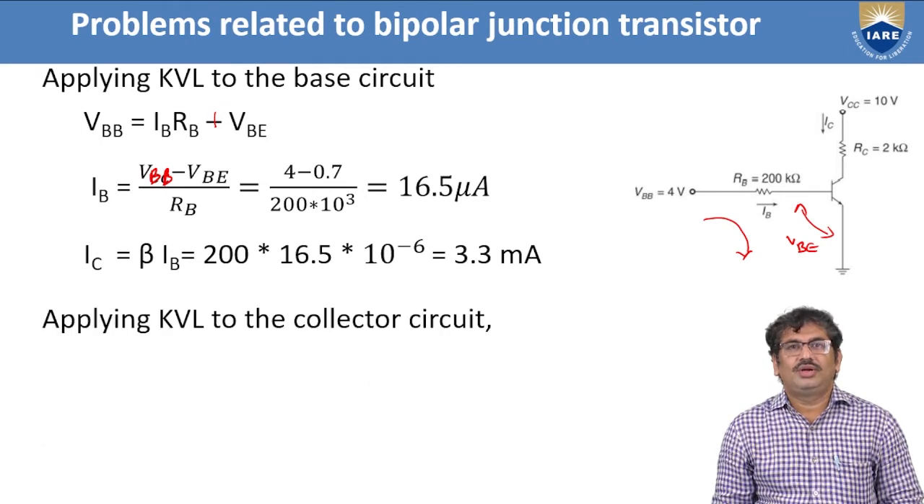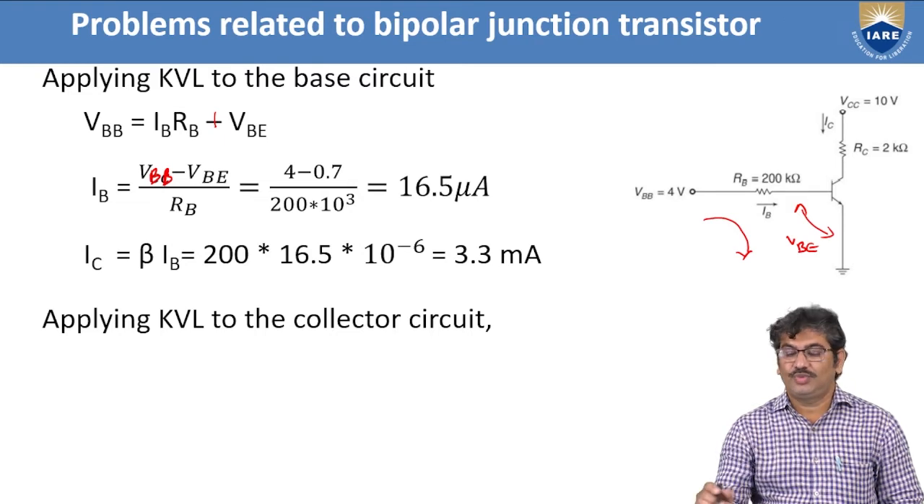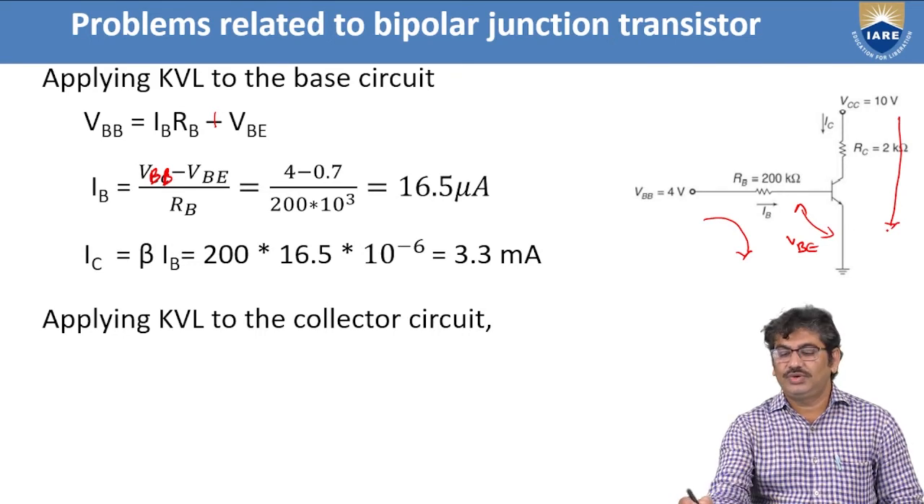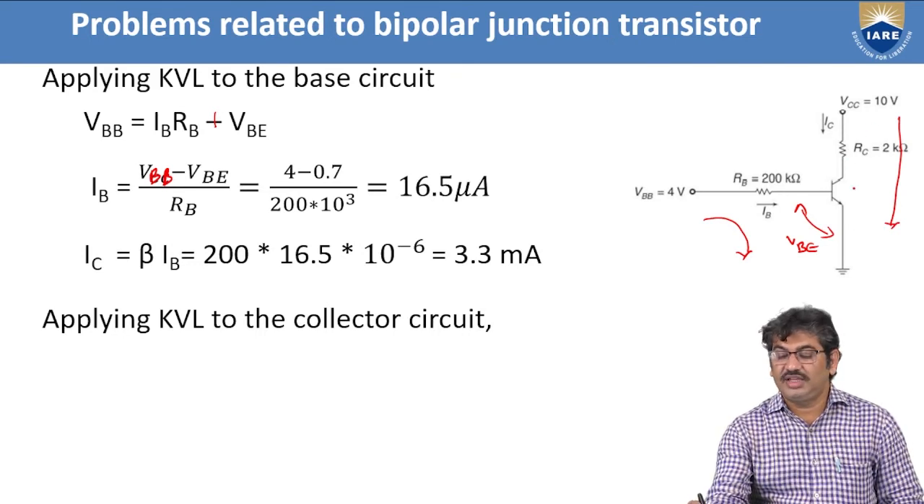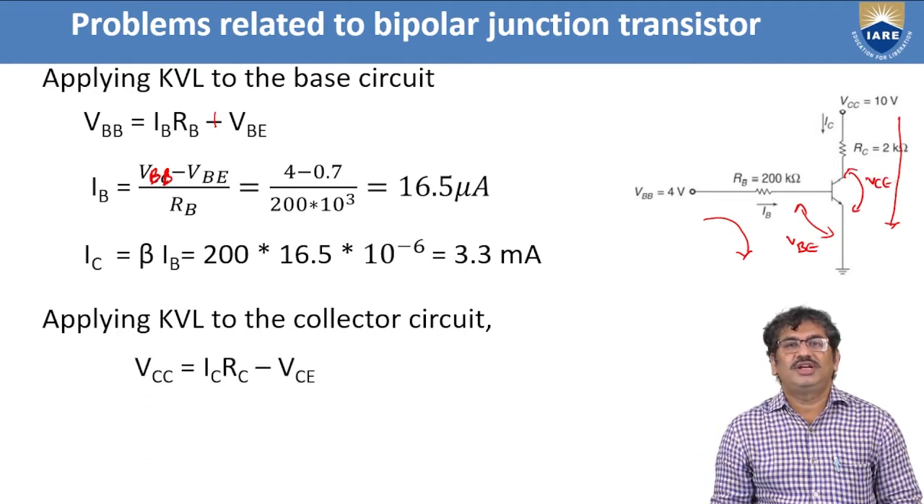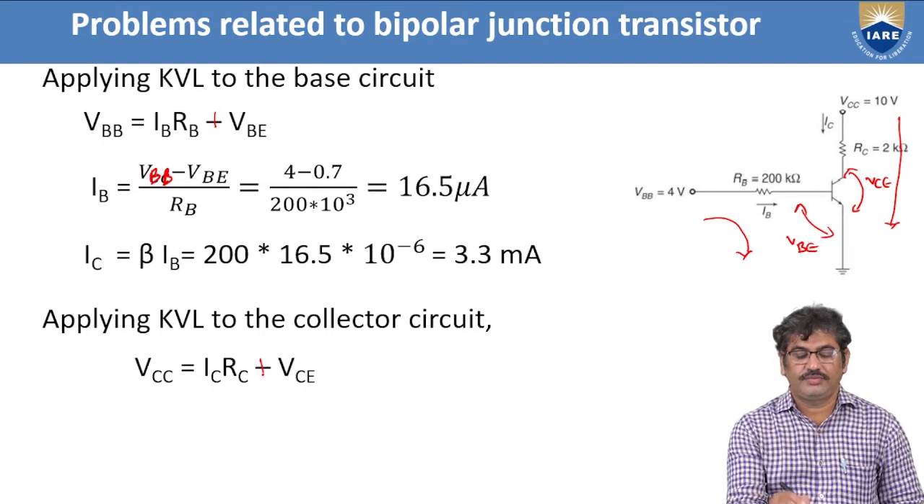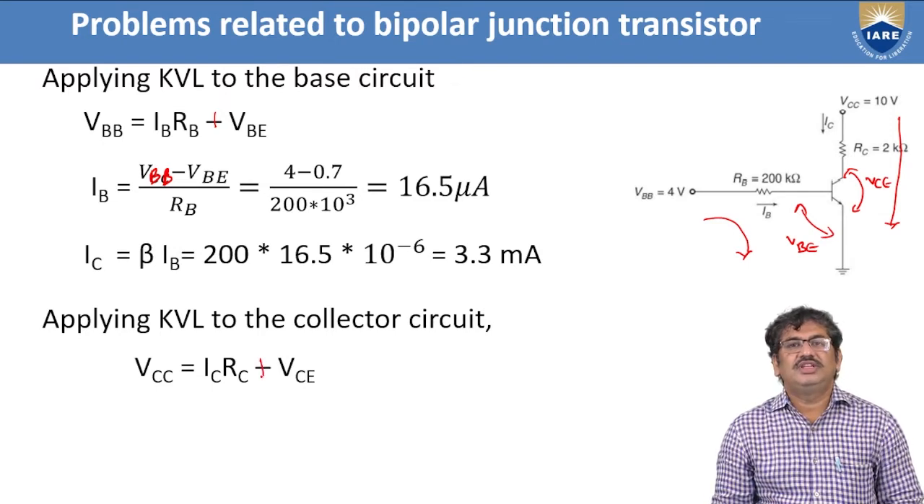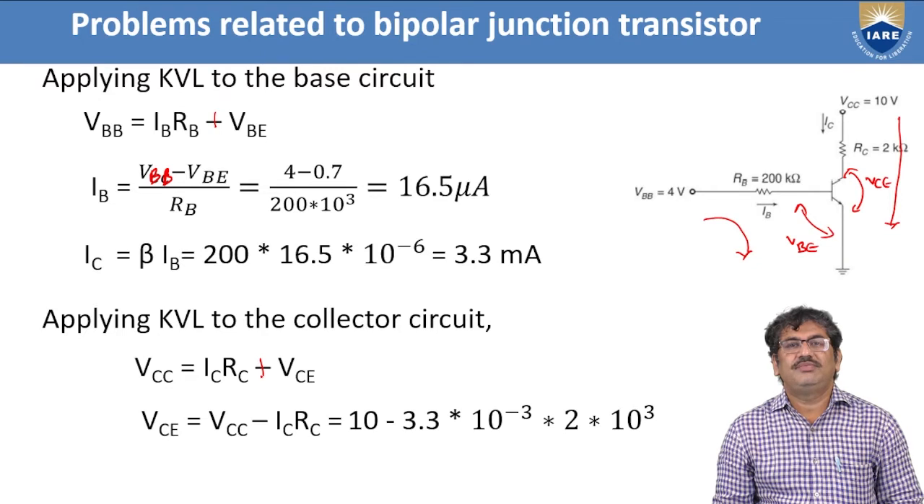Next, for finding out the VCE, we will write the KVL expression at the output circuit, which will give us VCC is equivalent to IC into RC plus VCE. By writing the KVL expression at the output side, we can write VCC is equivalent to IC into RC plus VCE. From this, VCE is given as VCC minus IC into RC.